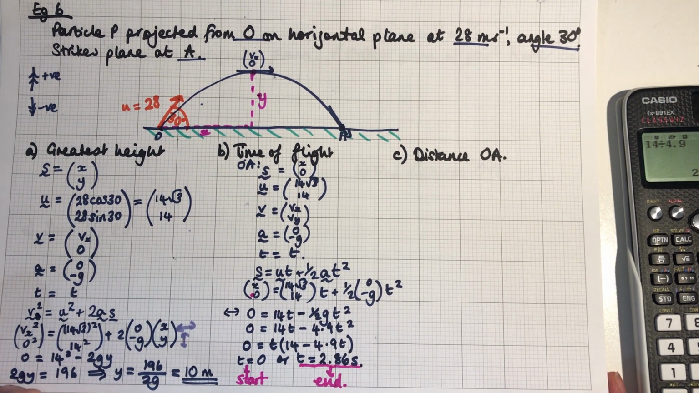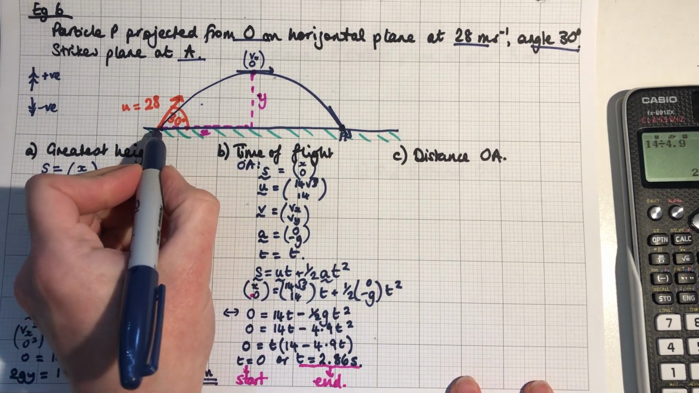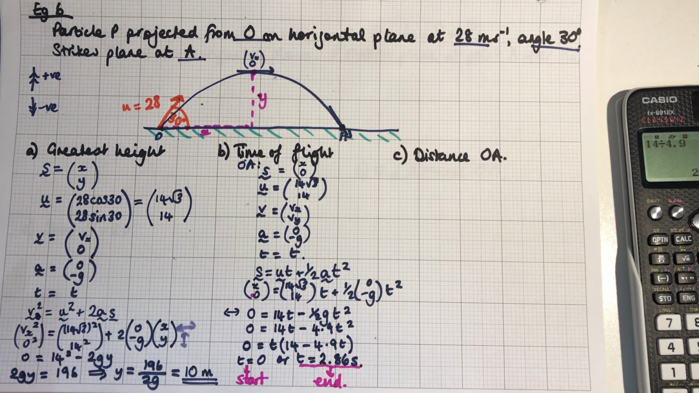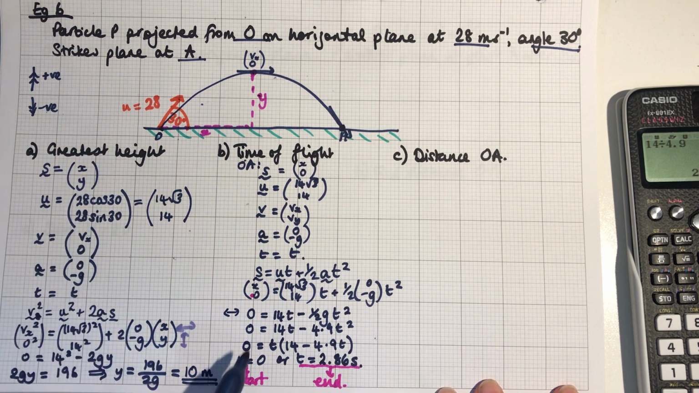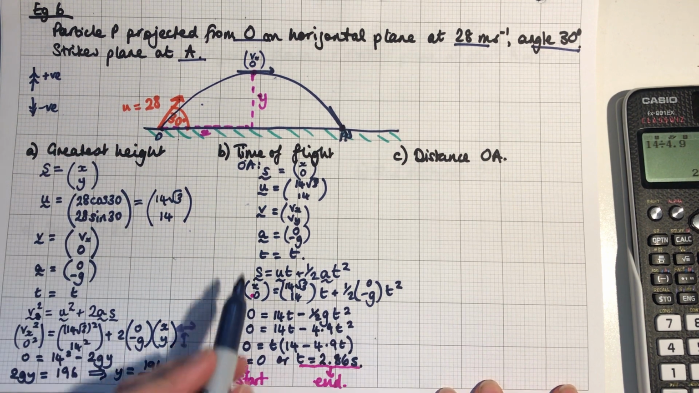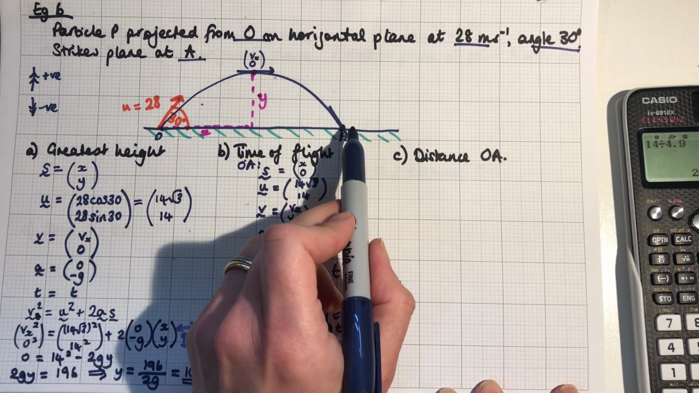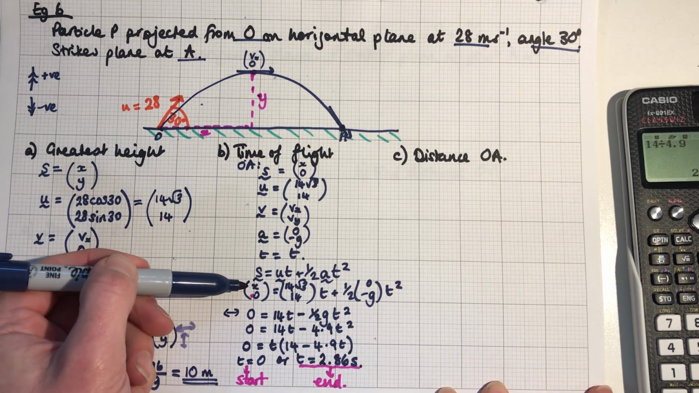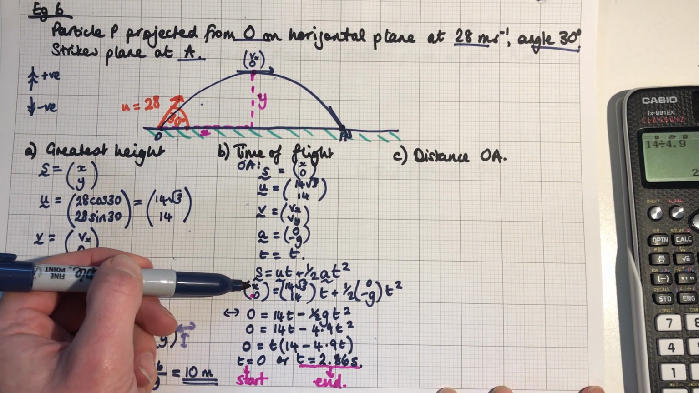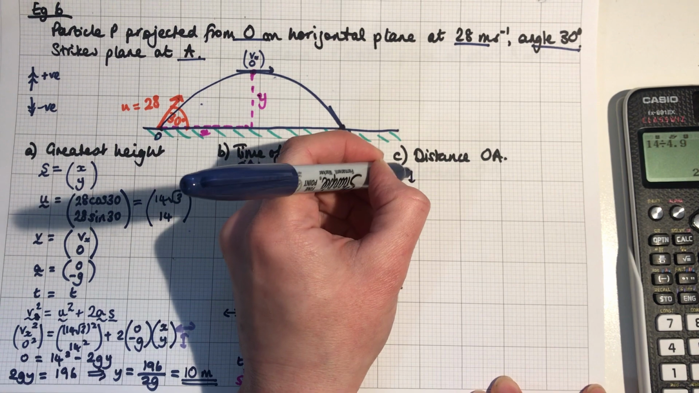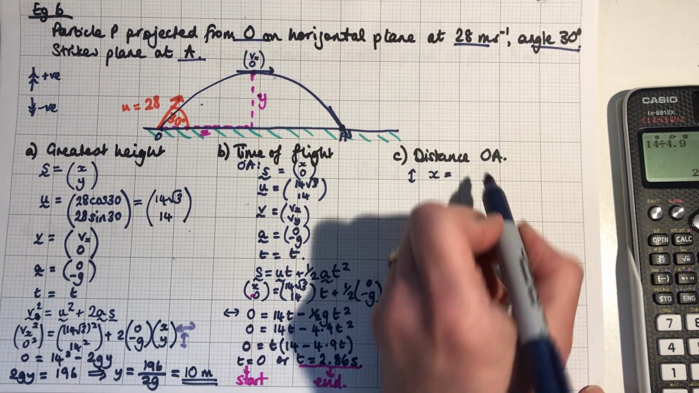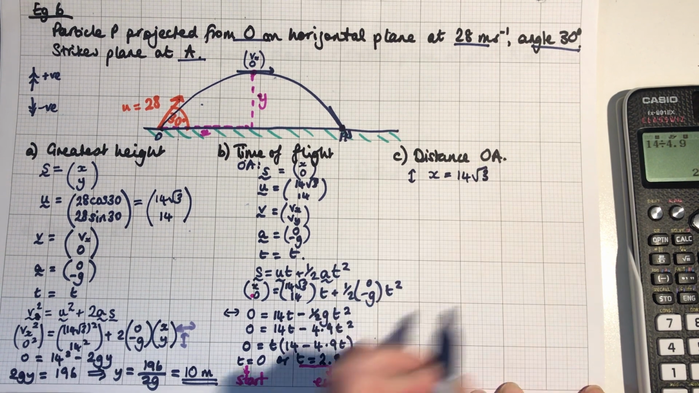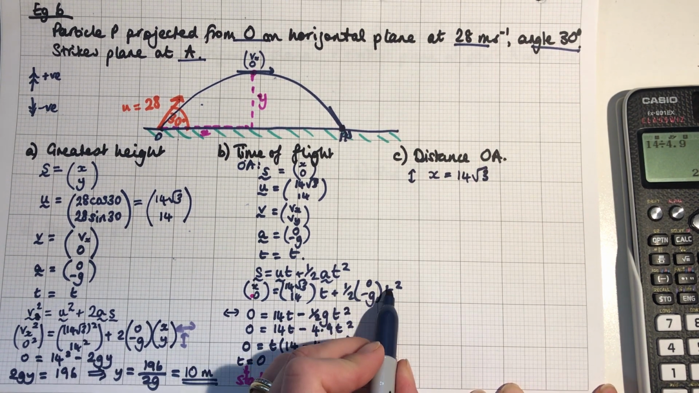Now finally, we're asked to find the distance from O to A. We've actually done all the hard work for this already, because we already wrote out SUVAT for O to A, and we identified this equation. The thing we're trying to find is x, the horizontal distance. If we take that top equation, we have x equals 14 root 3 t plus half times 0 times t squared.